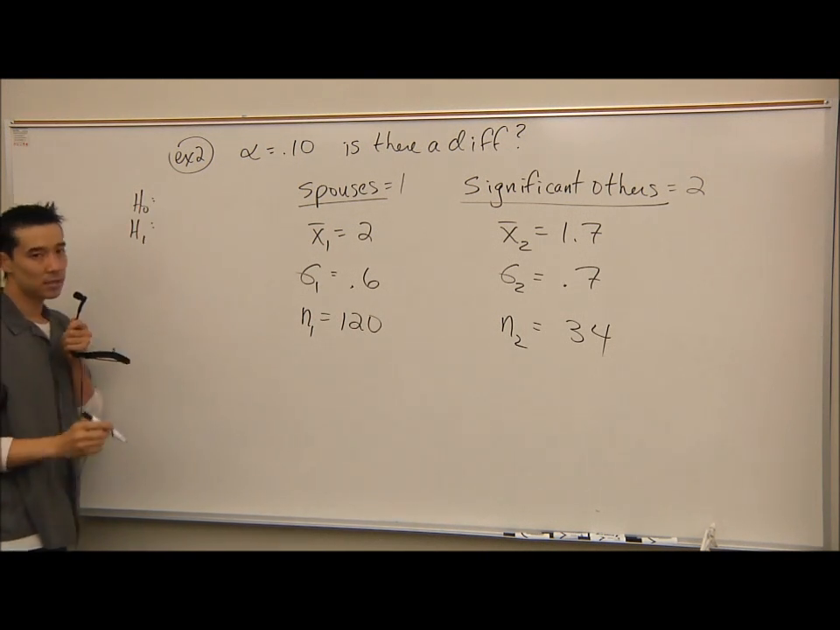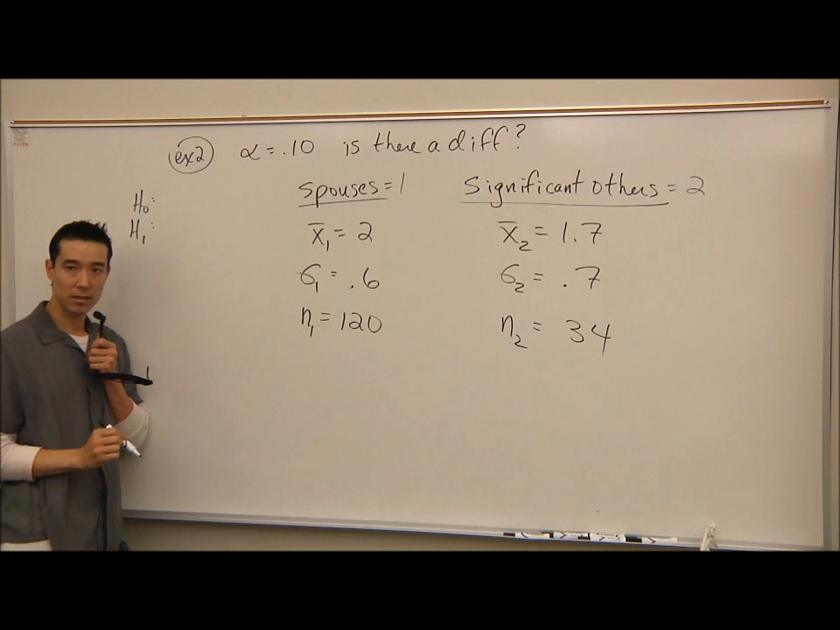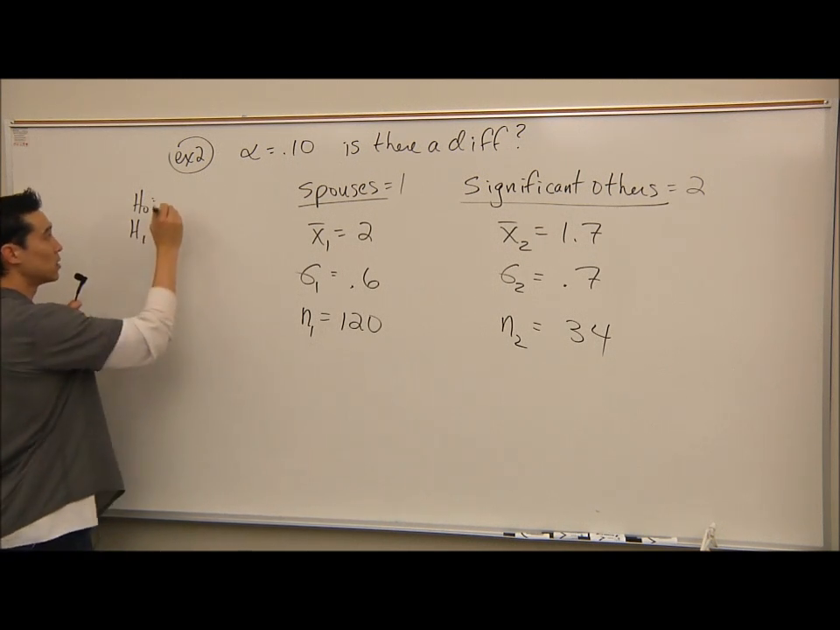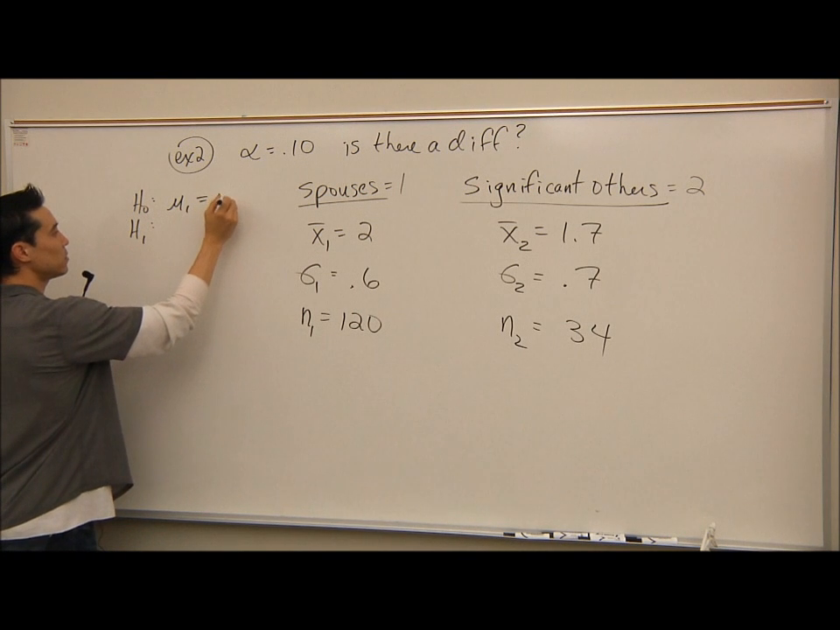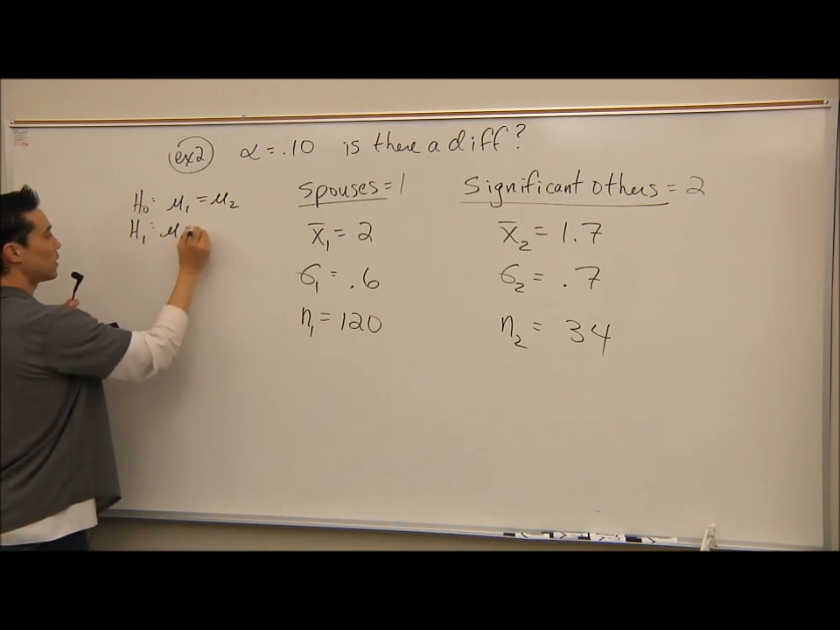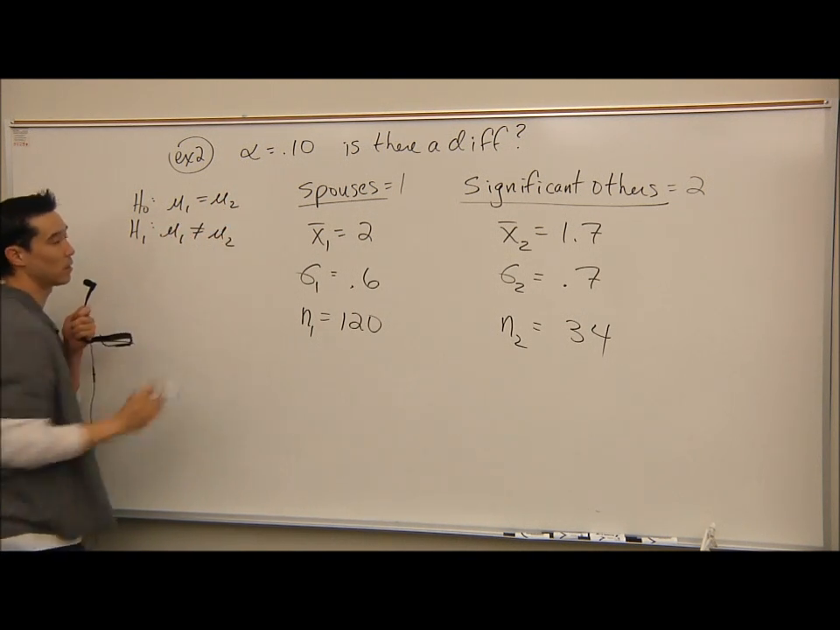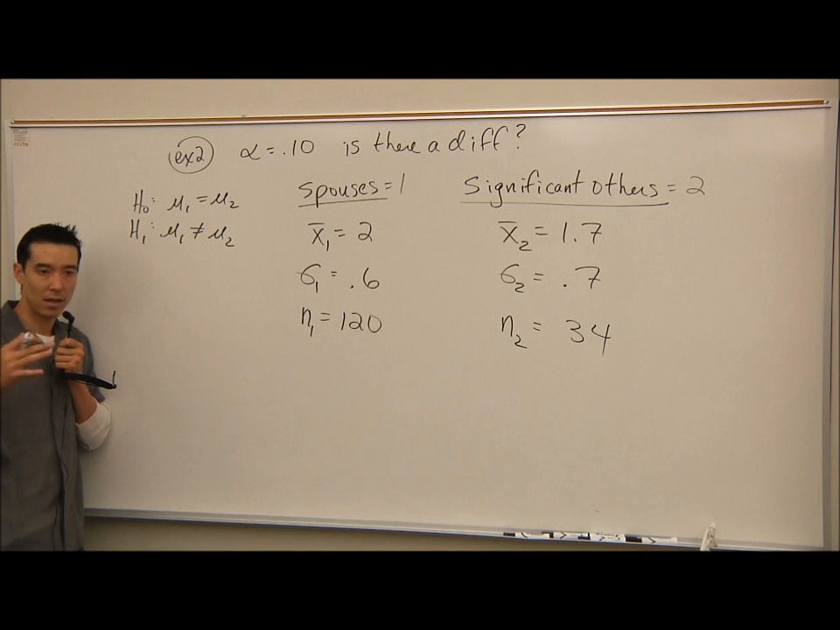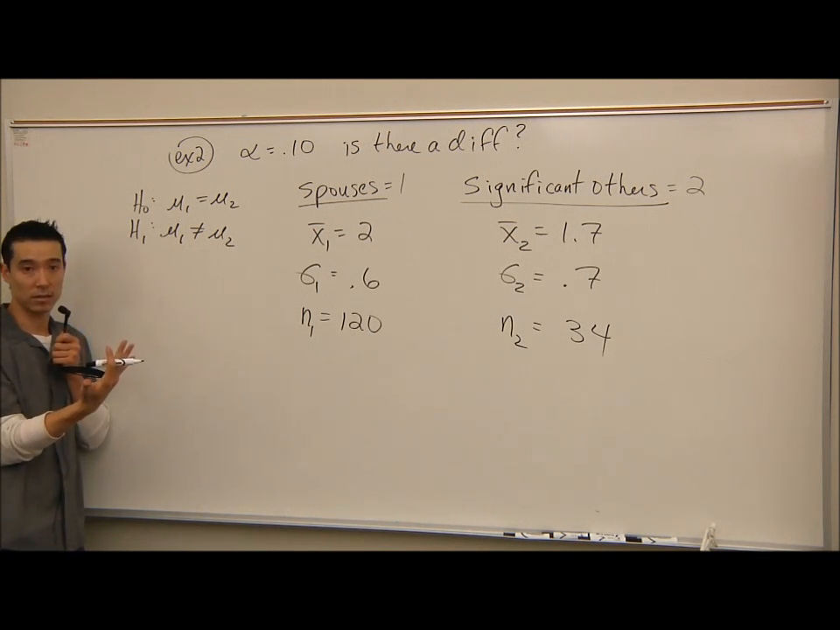The question is, is there a difference in the mean? Is that one-tailed or two-tailed? Two-tailed, great. So mu1 equals mu2, mu1 not equals mu2. Now, on this problem, there's not a specific claim. It doesn't say the statistician claims that psychology is greater than math. It just says, is there a difference?